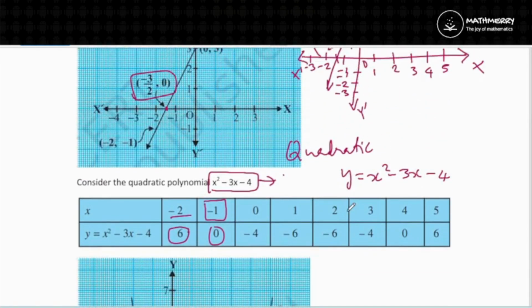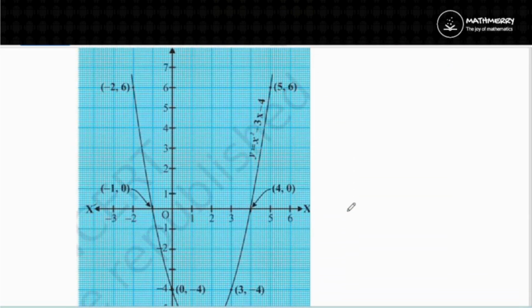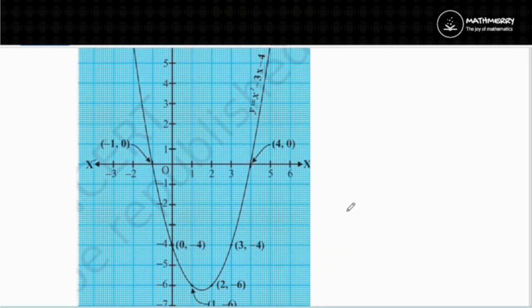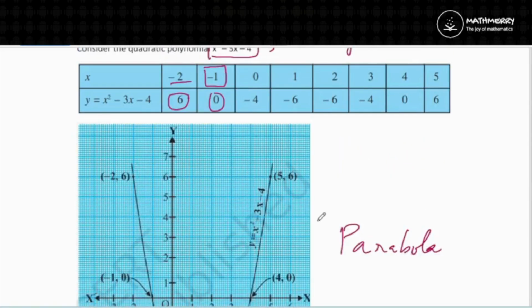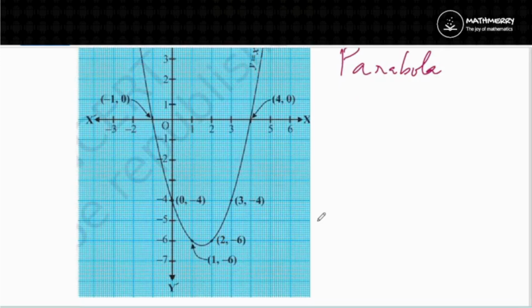Now, if we are plotting this on the graph, we will get a parabola like this. So this shape, we call it a parabola. Okay, it will not be a straight line. It will be a curve. We call this a parabola. So for a quadratic polynomial, the graph will always be a parabola.